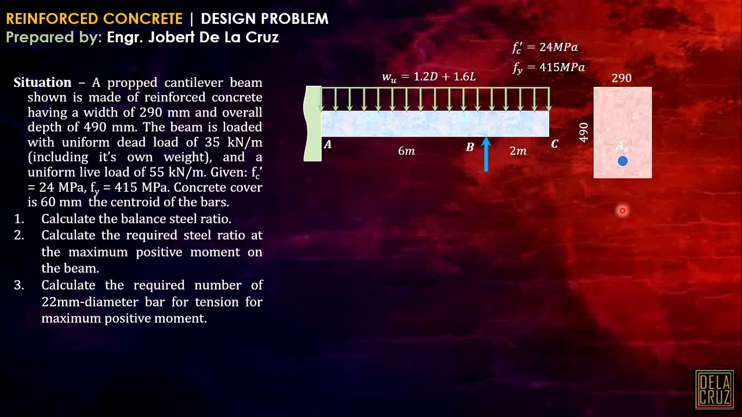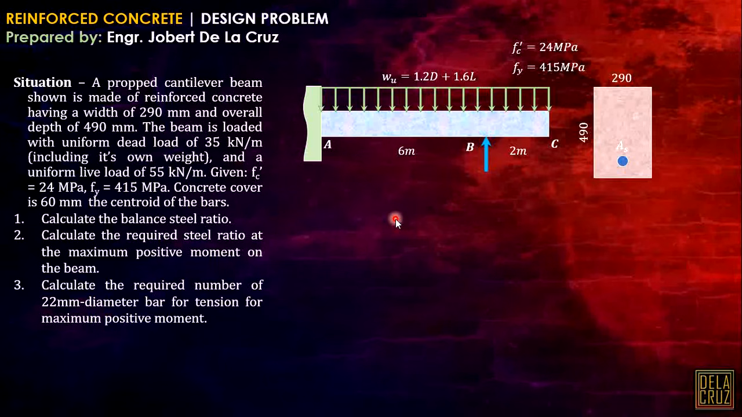Okay, so let's have a sample problem on a design of a rectangular concrete beam. A propped cantilever beam shown is made of reinforced concrete having a width of 290 millimeters and overall depth of 490 millimeters. The beam is loaded with uniform dead load of 35 kilonewtons per meter, that is including its own weight, and a uniform live load of 55 kilonewtons per meter.